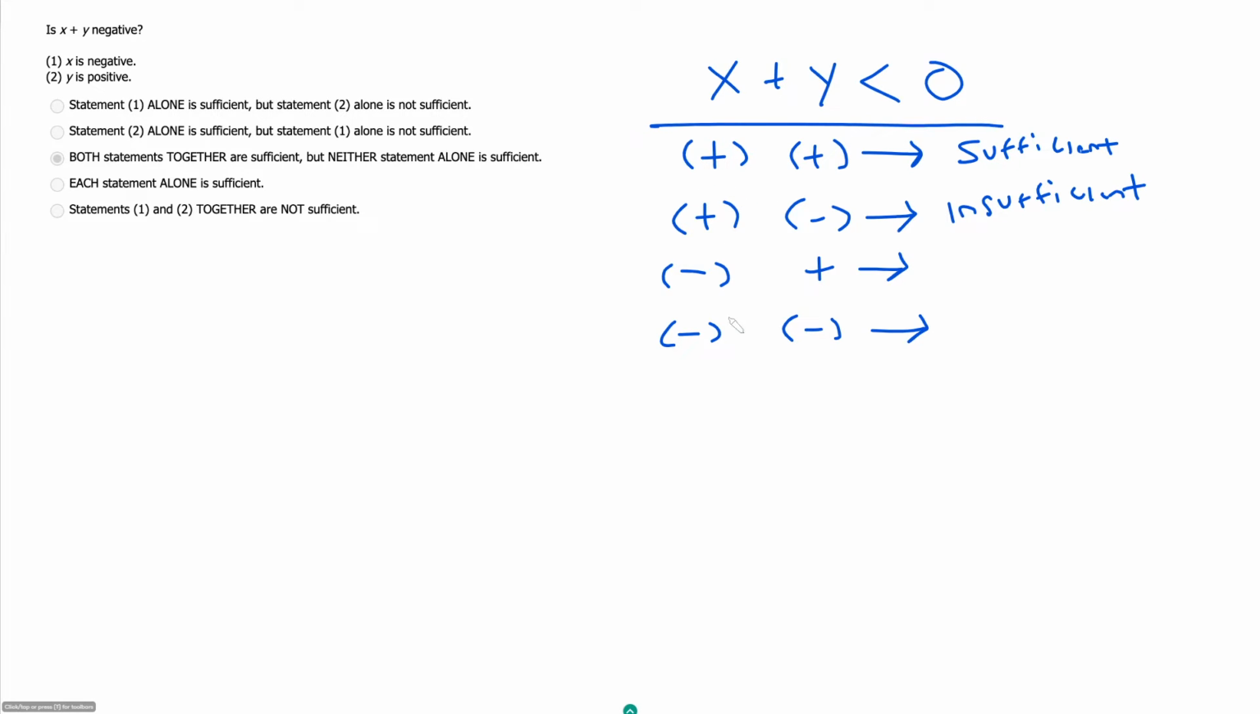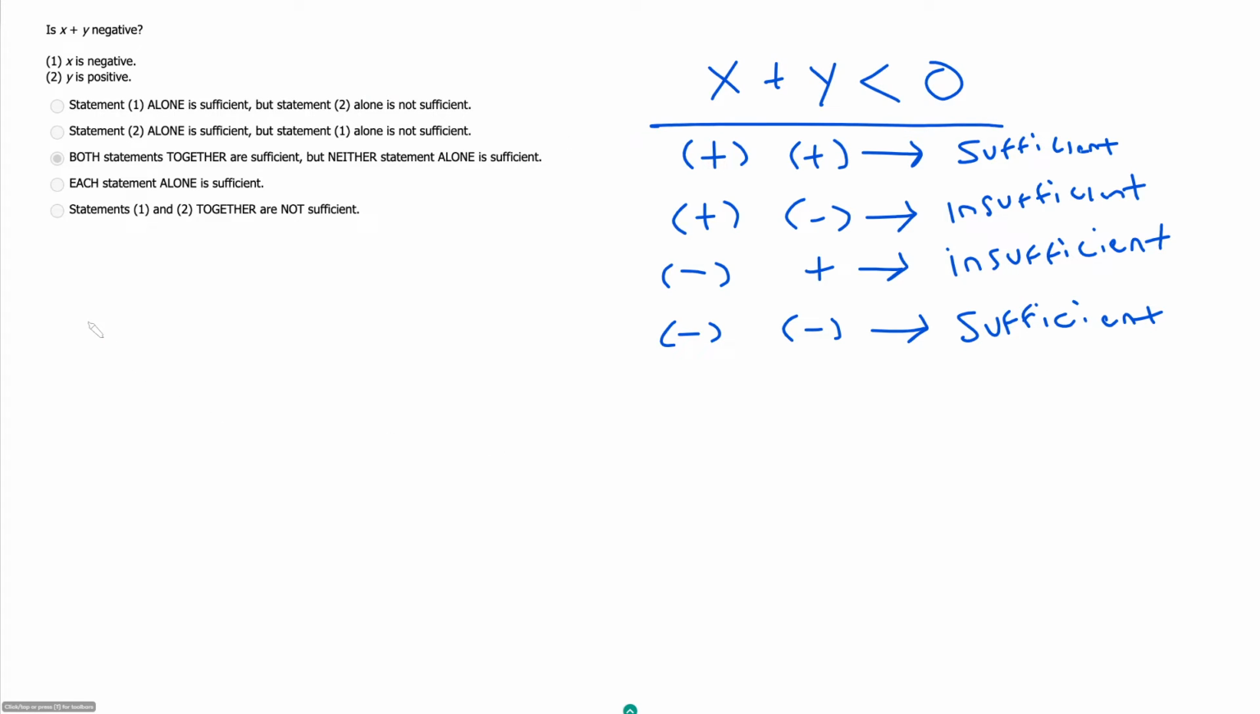Same thing is true if x is negative and y is positive, that will be insufficient, because we would have to know the magnitudes of each of those values. And then if x is negative and y is negative, then we are adding a negative number to a negative number. And so that will be sufficient, because that will always be negative. And that will be sufficient to say yes to our question, which really just means sufficient.